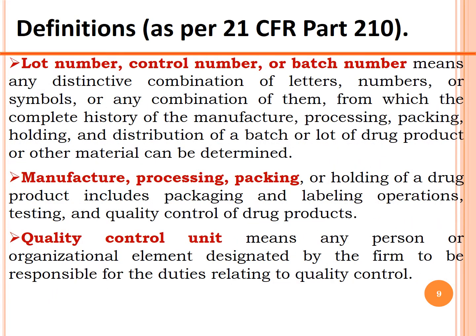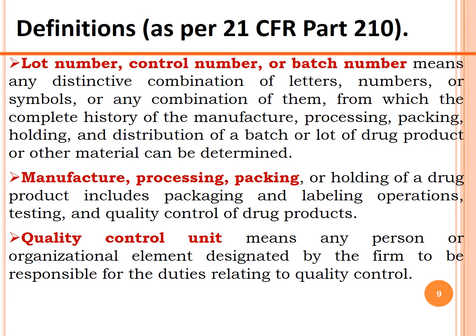Lot number, control number, or batch number means any distinctive combination of letters, numbers, or symbols, or any combination of them, from which the complete history of the manufacture, processing, packing, holding, and distribution of a batch or lot of drug product or other material can be determined. Manufacture, processing, packing, or holding of a drug product includes packaging and labeling operations, testing, and quality control of drug products. Quality control unit means any person or organizational element designated by the firm to be responsible for the duties relating to quality control.